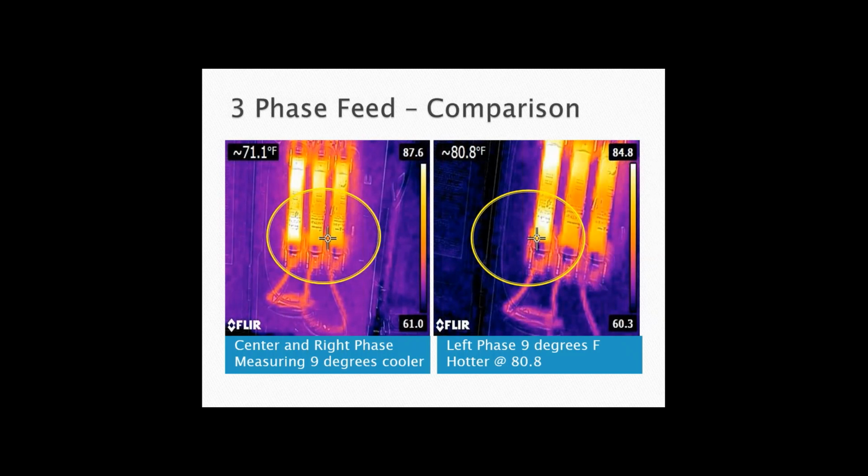If you look closer at the two pictures again, on the left, my target is towards the center and right phase. I'm measuring about 9 degrees Fahrenheit cooler than I am measuring on my left phase. This is the same disconnect from the previous slide. So obviously there's some signs of overheating. If you have a well-balanced system, everything should be pretty much the same temperature.